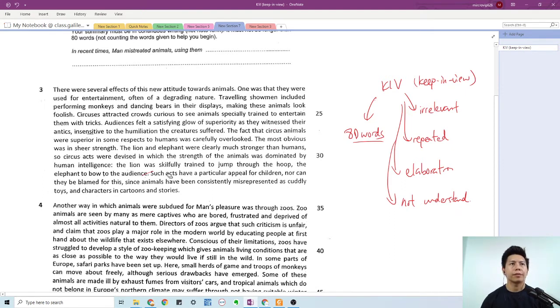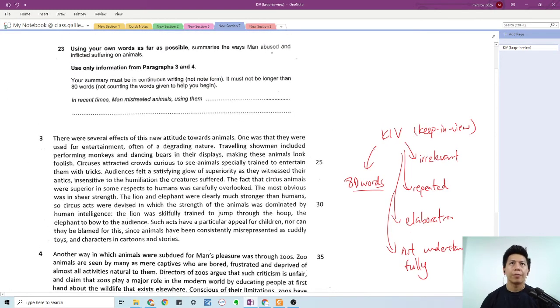Maybe I shouldn't say not understand. You do not understand fully. You're only 60-70% sure. So let's try this. We're looking at this question here: how man abused and inflicted suffering on animals. So we're looking at points that are negative in nature. Let's go line by line. I will show you for paragraph 3 and for paragraph 4. I'm going to leave it to you to do your own exercise.